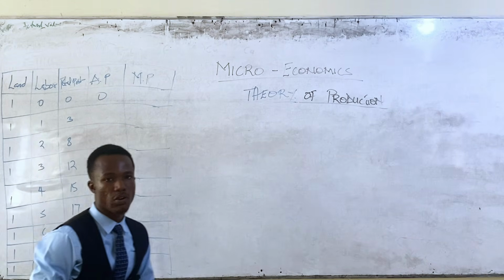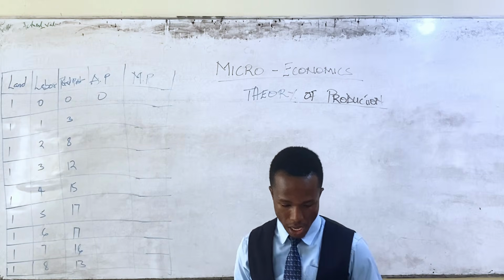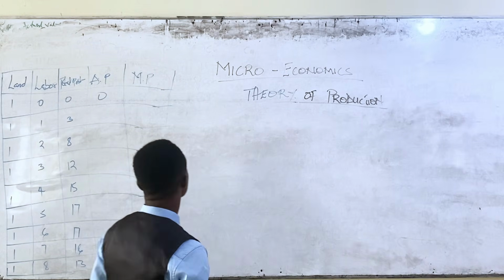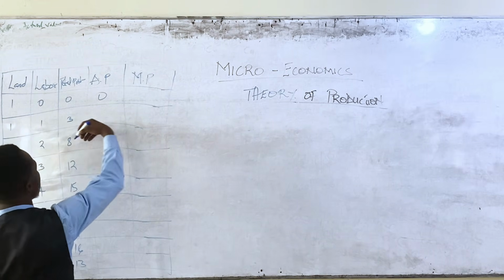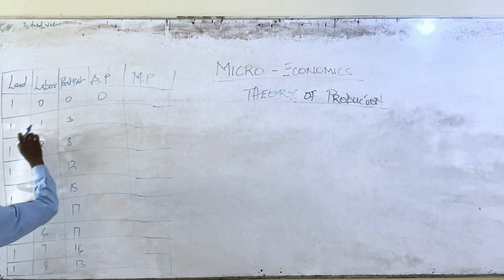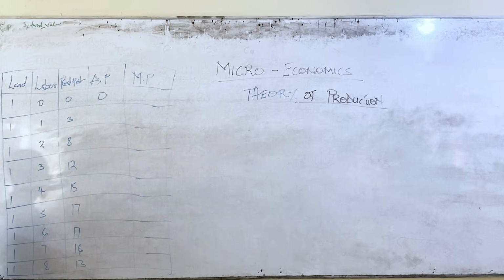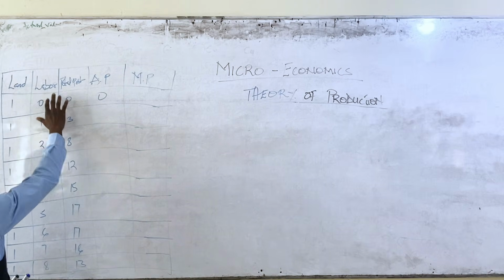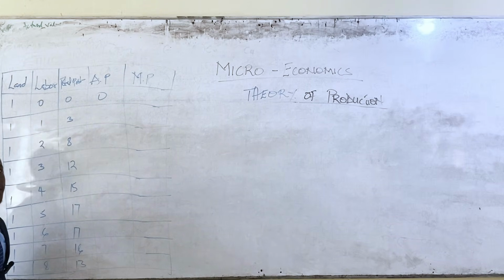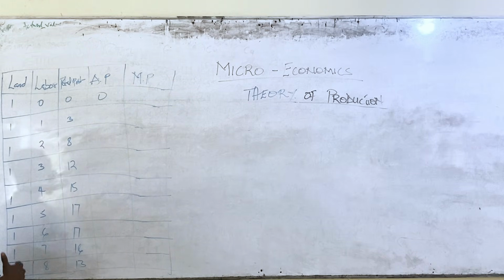Now how do we calculate the average product? When we say average, what do we mean? Average is more of a mean, so your total over the quantity. Here the quantity, the emphasis is on labor. For land, just ignore it because you are not going to use it in any of the calculations. It's just labor and total product. The quantity here is the variable factor, which is the labor.